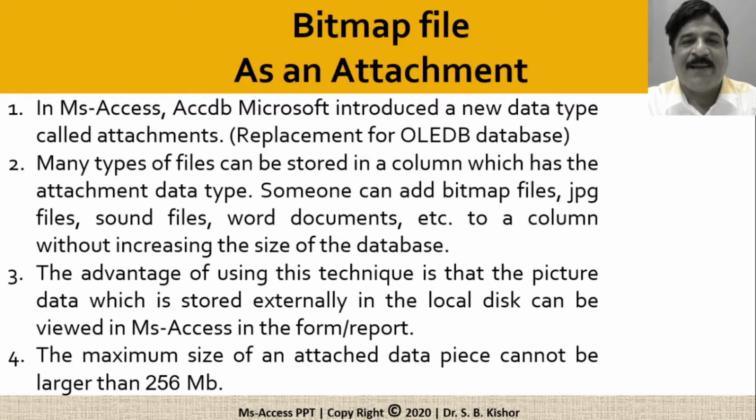Now, bitmap. In MS Access, with ACCDB, that is Access Database, Microsoft introduced a new data type called attachment, which is a replacement for an OLE object. Many types of files can be stored in a column which has the attachment data type. Someone can add a bitmap file like a JPG file, a sound file or a Word document, etc. to a column without increasing the size of the database. It means all these files are stored somewhere externally.